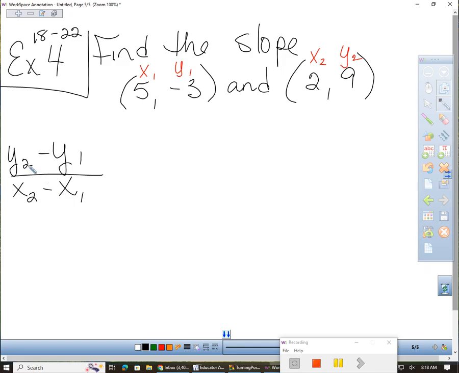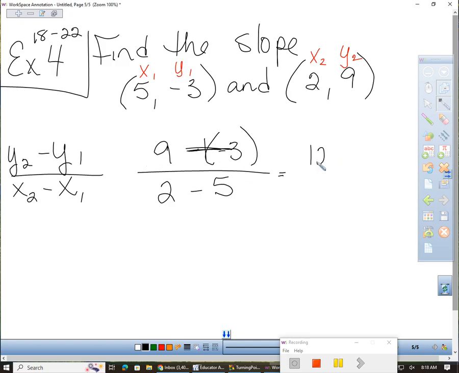So I'm going to start with my y2, which is 9, minus my y1, which is -3, over x2. What number is x2? 2, good. Minus my x1, which is 5. All right. On the top, I have 9 minus the negative 3, so I have a sandwich, don't I? So 9 plus 3 is 12. On the bottom, I have 2 minus 5, which is negative 3. And if that reduces, you need to reduce it. So 12 divided by negative 3 is negative 4.